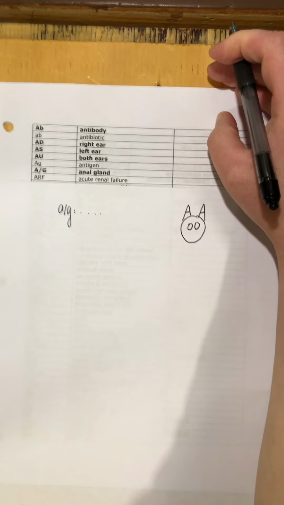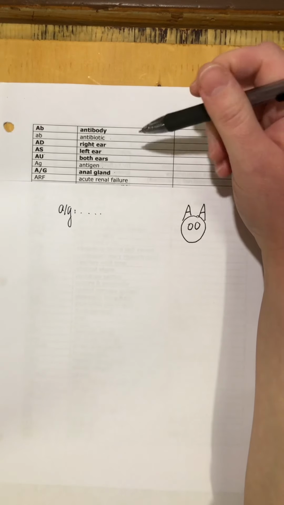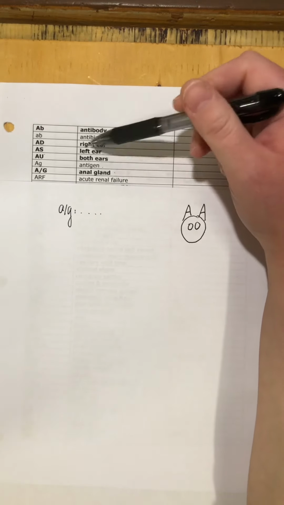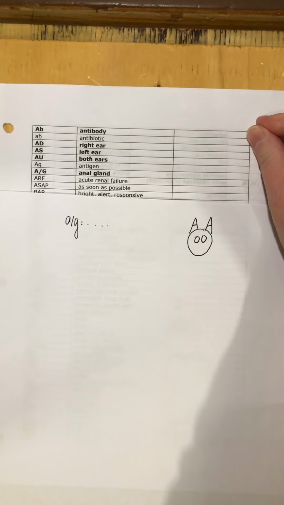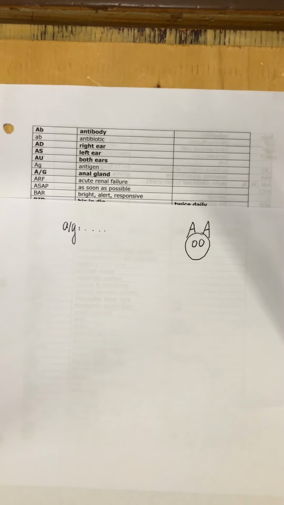So ARF, ARF, so cute, right? Stands for acute renal failure. Not that cute. So acute renal failure means basically a sudden onset of kidney failure. So ASAP, you probably know that one already, as soon as possible.